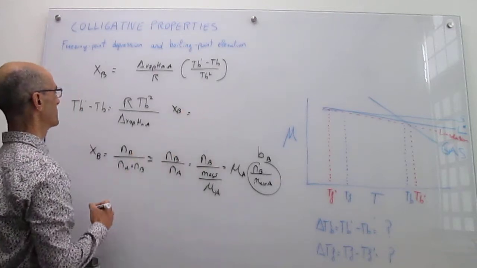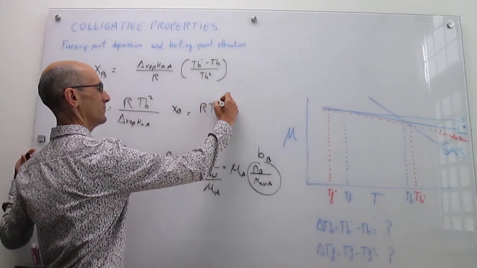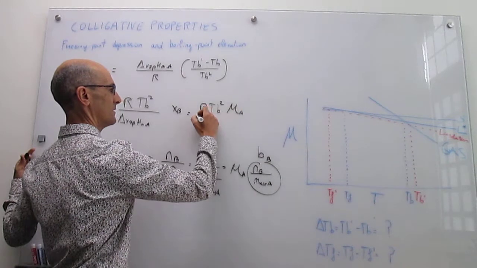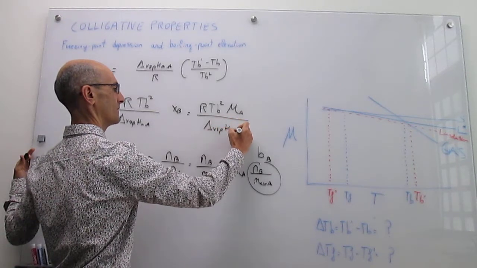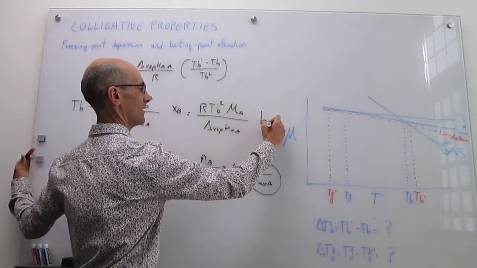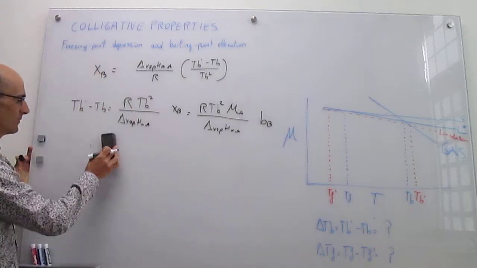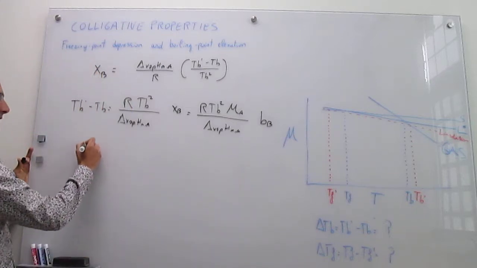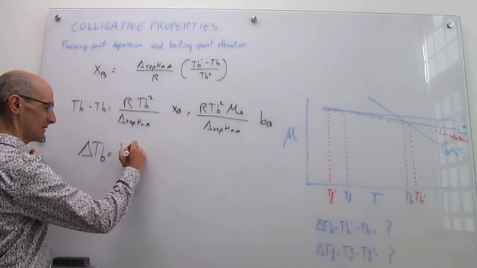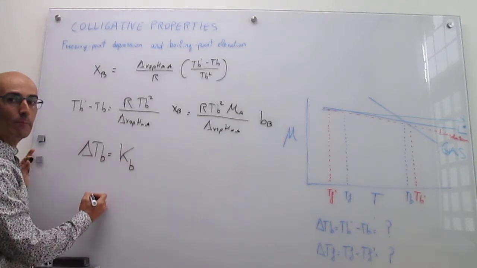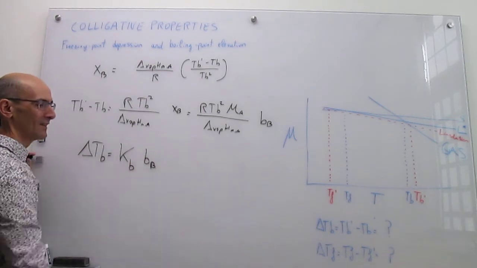Right, so that expression now is going to be equal to just R T_vap squared times the molar mass of A, the solvent, divided over the vaporization enthalpy of the solvent times the molality of B. Alright, so that is going to be our final expression. We're just going to consolidate it a little bit. We're simply going to say that the change to the boiling point in a solution when you add a solute is simply a constant that we're going to call K sub B, that is called the ebullioscopic constant, or the boiling point constant, times the molality of that solution.